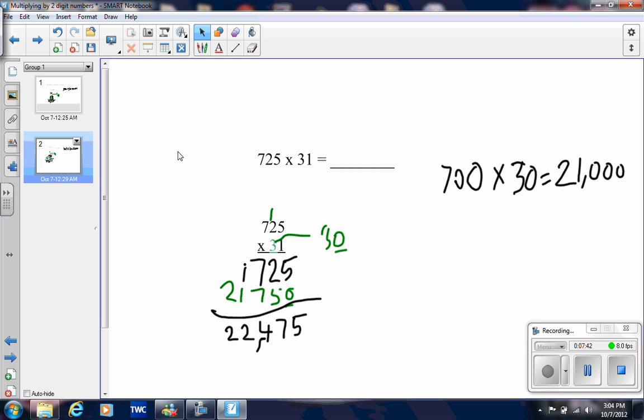So there is multiplying by 2 digits. If you ended up with a number in the thousands place when you're multiplying by 2 digits, you just continue in the same way. You just add a few more numbers in the 10,000s or the 1,000s place here.